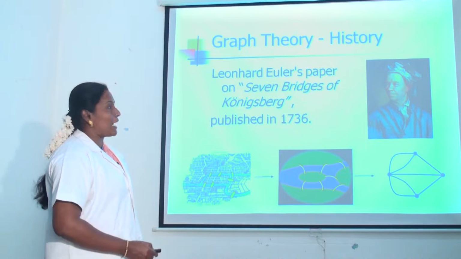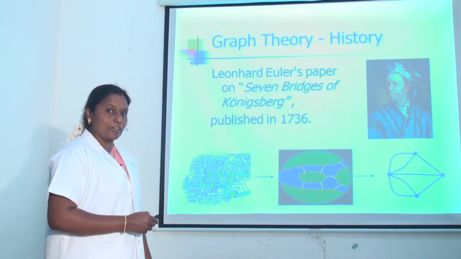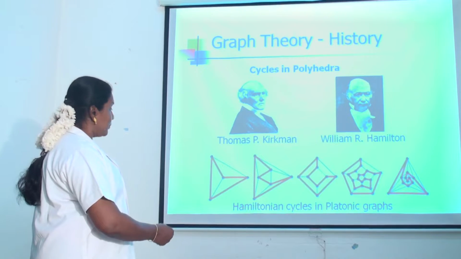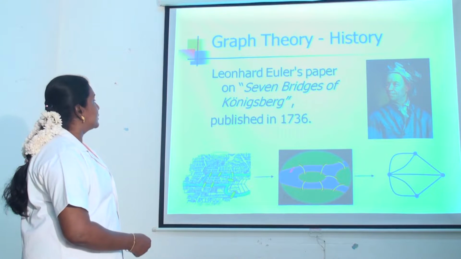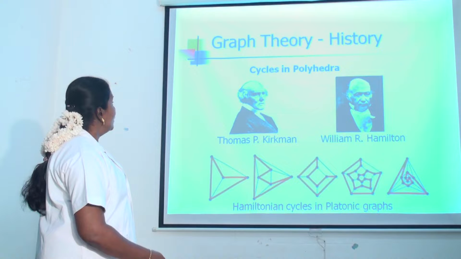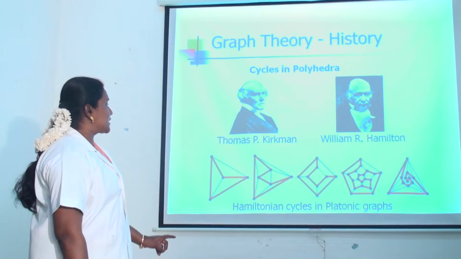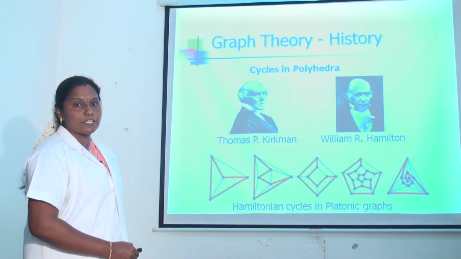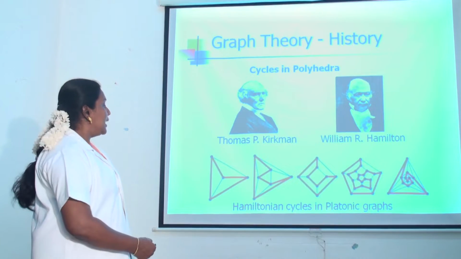The father of graph theory is Leonhard Euler, in 1736. This is one of the most famous theorems: the seven bridges of Königsberg theorem. Next is cycles of polyhedra, with Thomas P. Kirkman and William Hamilton: Hamilton cycles and polyhedral graphs.